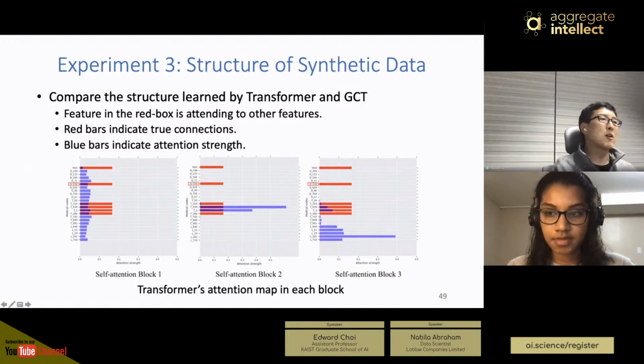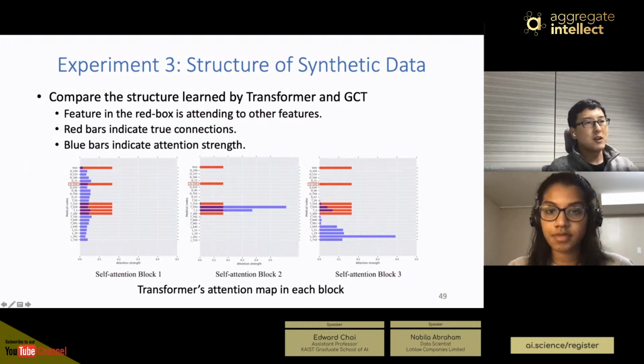Basically, the red bars are the true edges, the true connections, and the blue bars are the attention maps. There are maybe 20, 25 different codes in this specific example. This is the main character, and we're trying to approximate the true graphical structure in a purely data-driven fashion. In the first block, obviously, it doesn't know where to attend, so it just uniformly attends to all the different codes.